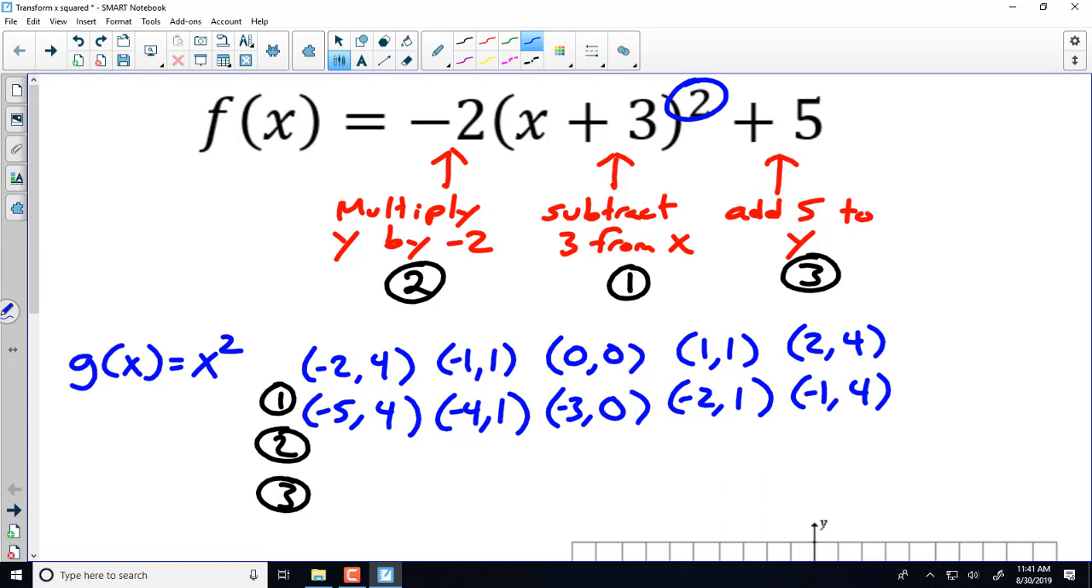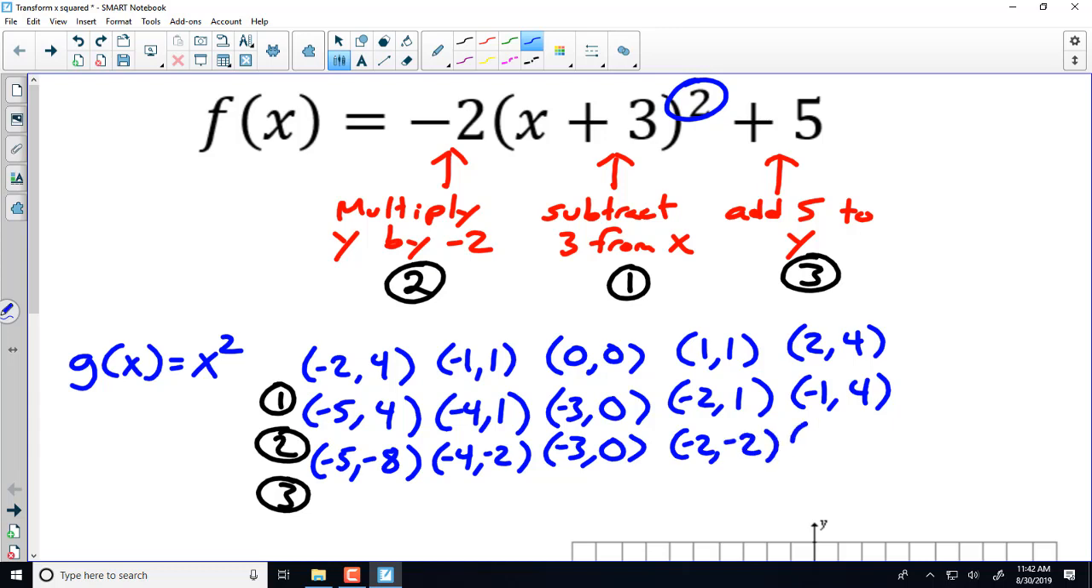Now my second step is to multiply all the y values by -2, but I leave the x's alone. So (-5, -8), (-4, -2), (-3, 0), multiplying 0 by -2 doesn't change it at all, (-2, -2), and (-1, -8).